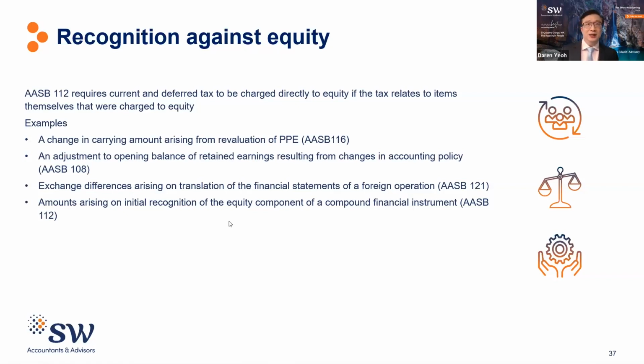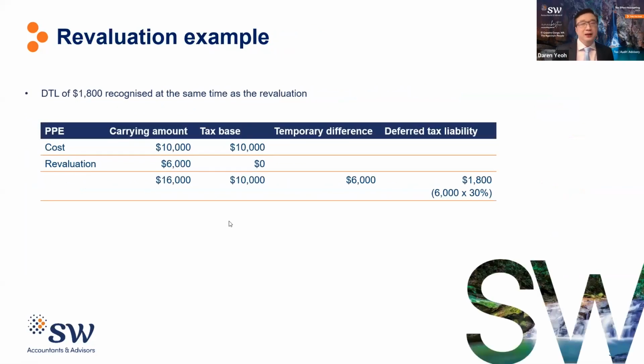When you revalue an asset to the revaluation reserves, you make a change in your accounting policy and the other side goes to retained earnings, retranslation of your financial statements, when you have compound financial instruments, or when you have a defined benefit superannuation fund as well, which sometimes could result in equity adjustments. So if you have things that go into equity, then the other side of the DTA and DTL might be required to go against that equity account. So let's look at a simple example.